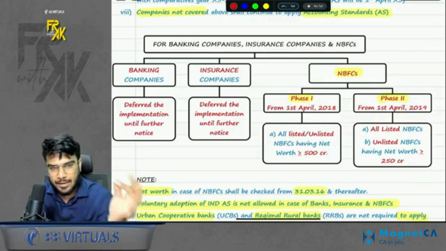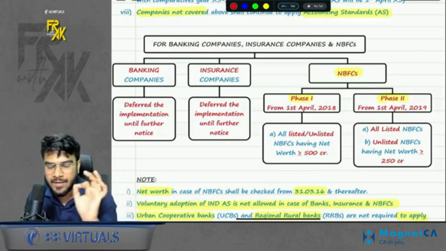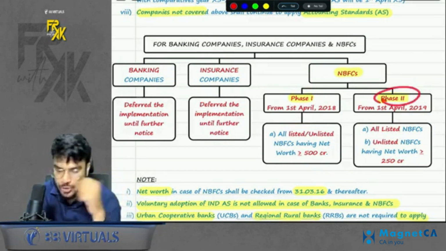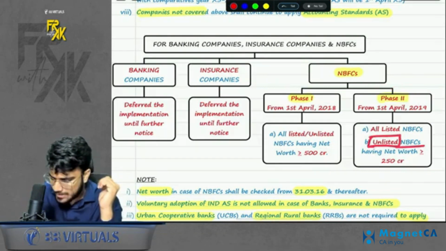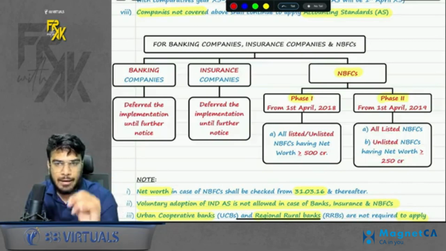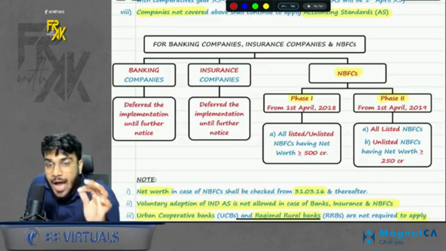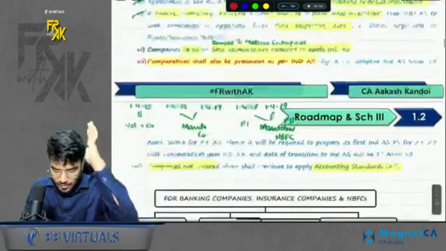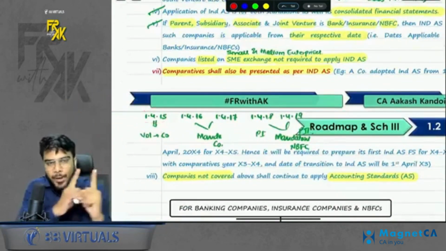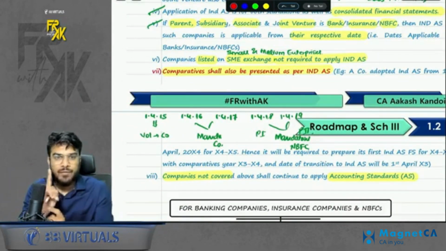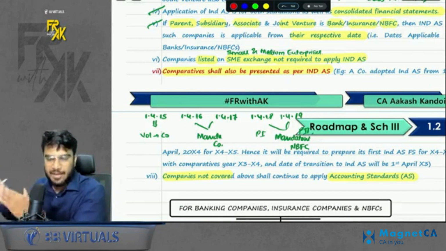Under phase 1, listed or unlisted NBFCs having net worth greater than or equal to 500 crores. Under phase 2, all listed NBFCs. Second, all unlisted NBFCs having net worth greater than or equal to 250 crores. Right? Now, how do we remember the date, sir? Do you remember? Just start with the first date, 1st April 15, then keep on moving in the sequence with a gap of 1 year: 15, 16, 17, 18, 19.